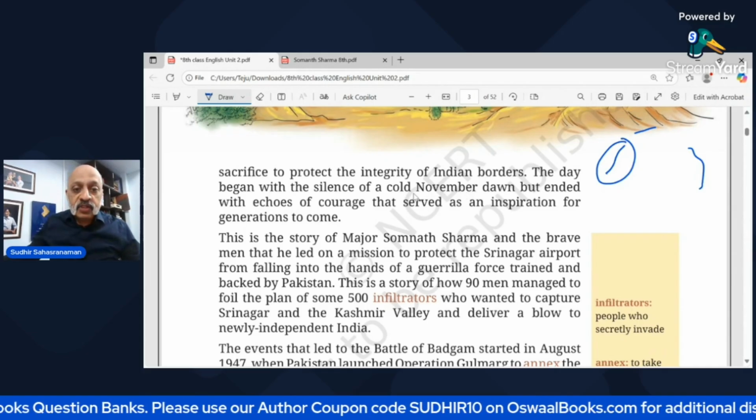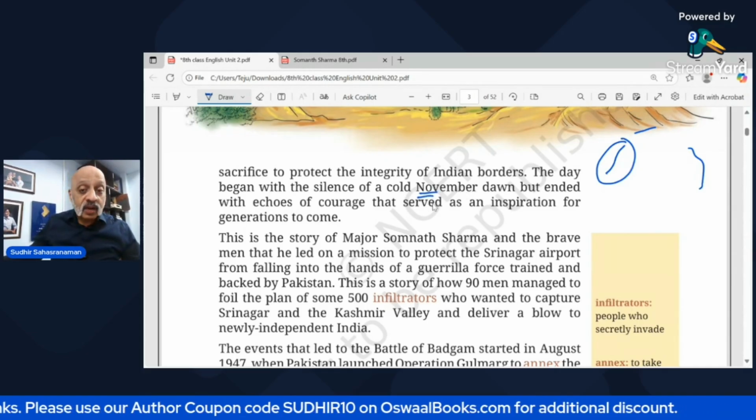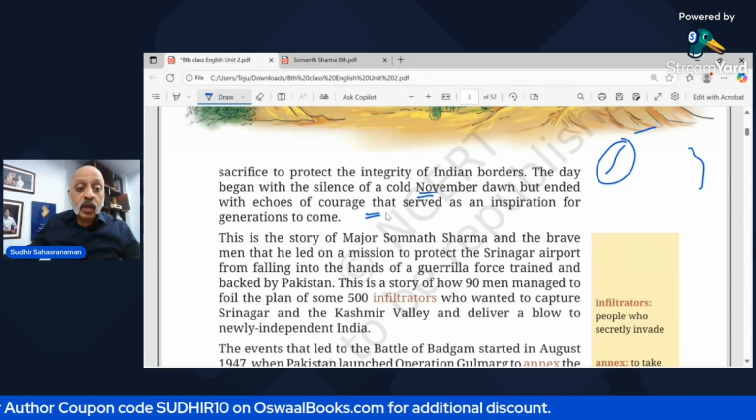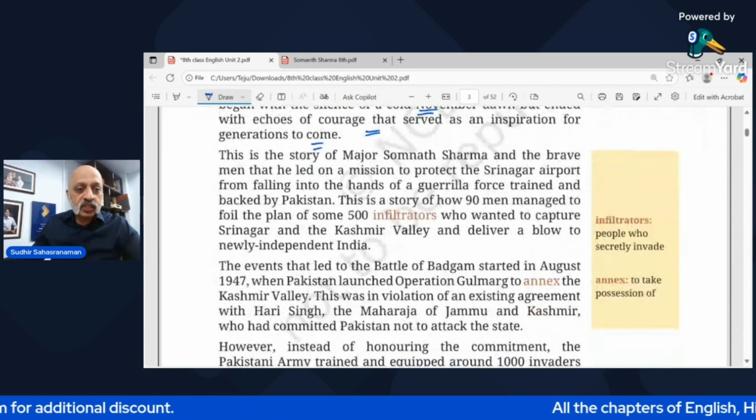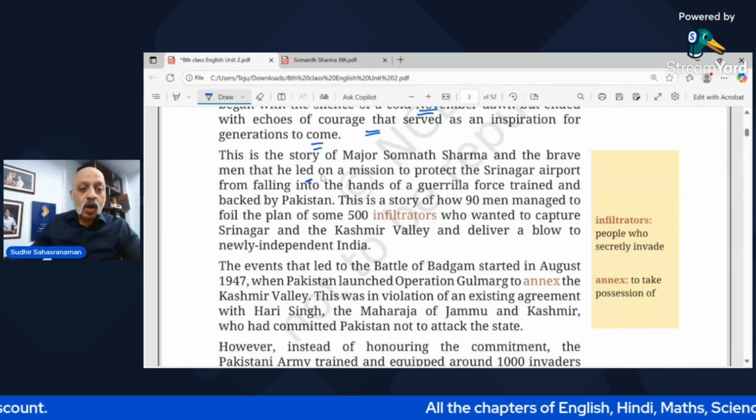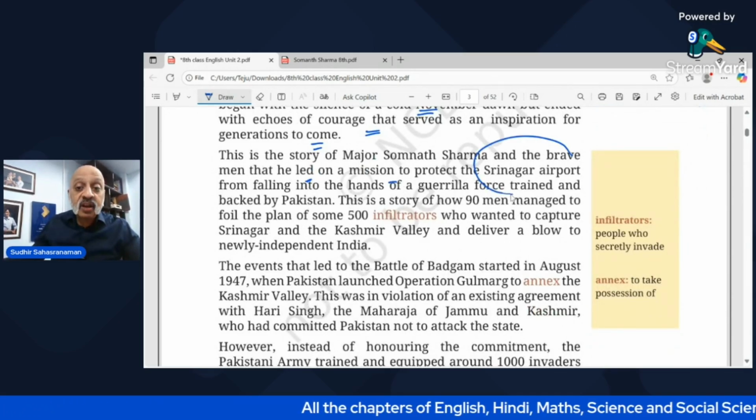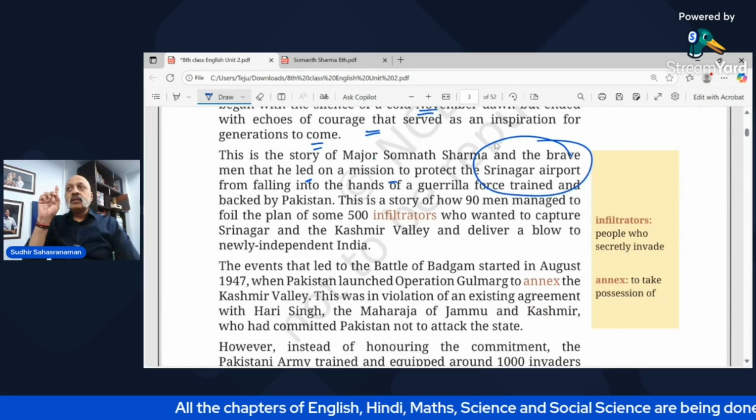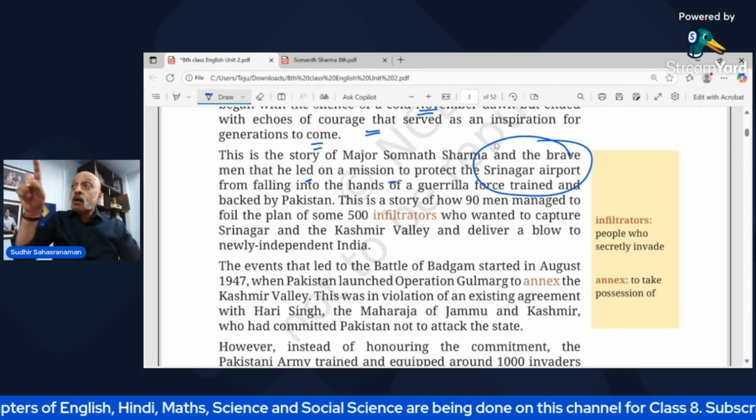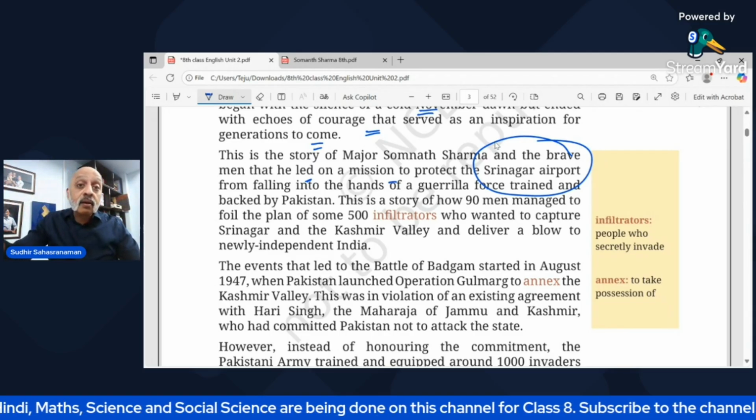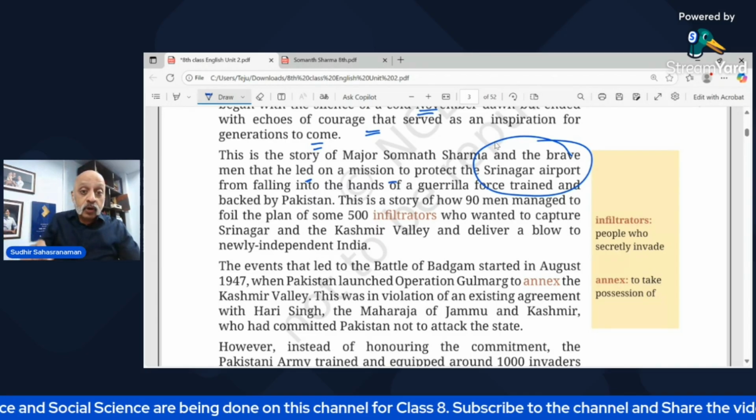This started in November, right? But it ended with echoes of courage that served as an inspiration for generations to come. Okay. Now, this is the story of Major Somnath Sharma and the brave men that he led on a mission to protect the Srinagar airport. So the intention of the enemy forces from Pakistan was to capture the Srinagar airfield, the Srinagar airport.